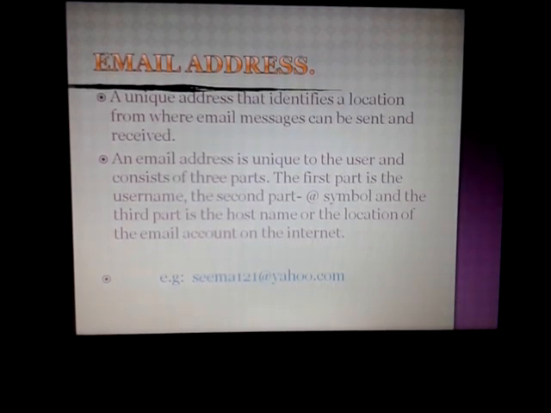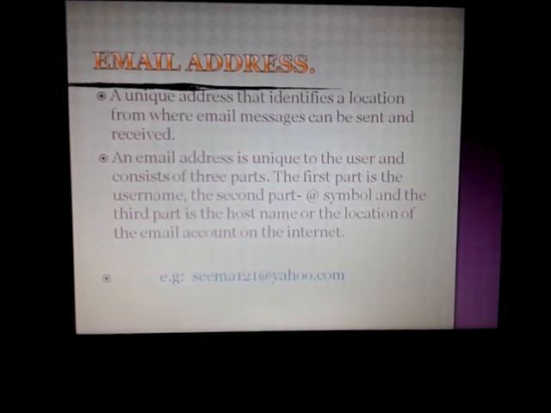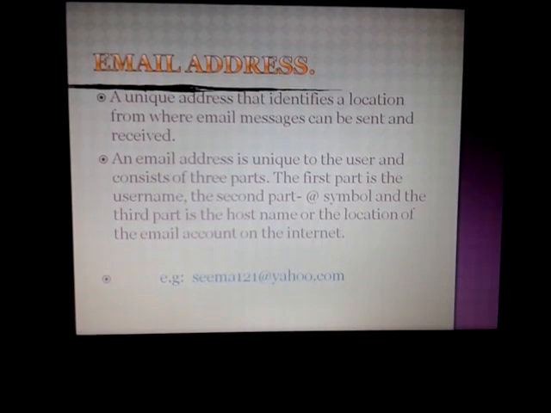Dear students, to send an email to a person, you must know the exact email address of the recipient, as the email needs to be addressed absolutely correctly.